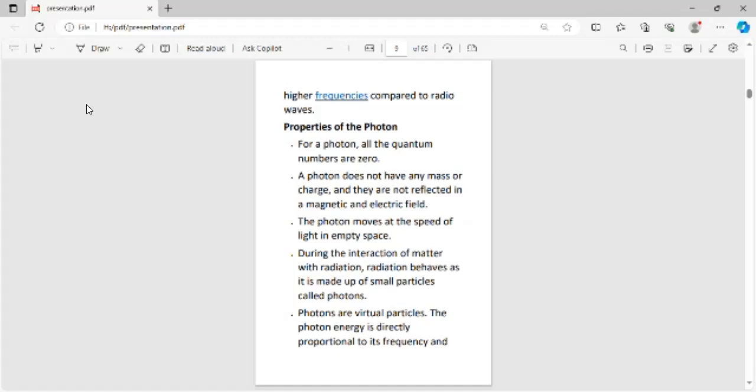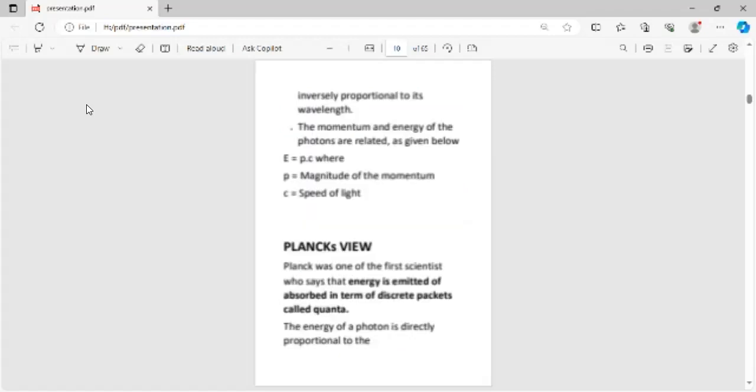Photons are virtual particles. The photon's energy is directly proportional to its frequency and inversely proportional to its wavelength. The momentum and the energy of photons are related by the following expression. Energy is equal to the product of momentum and speed.